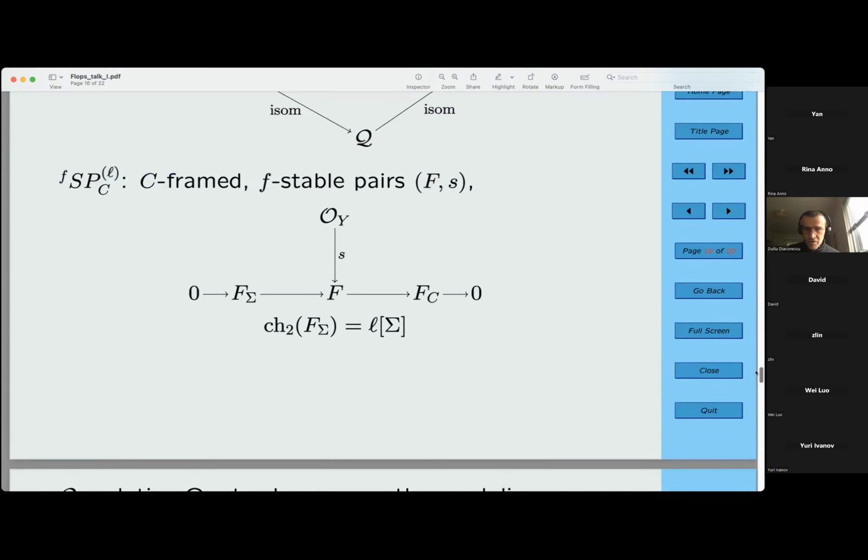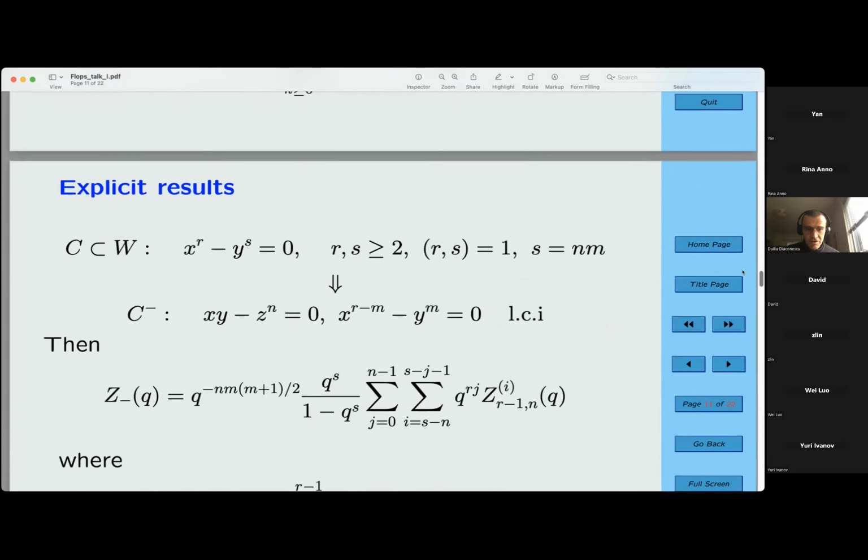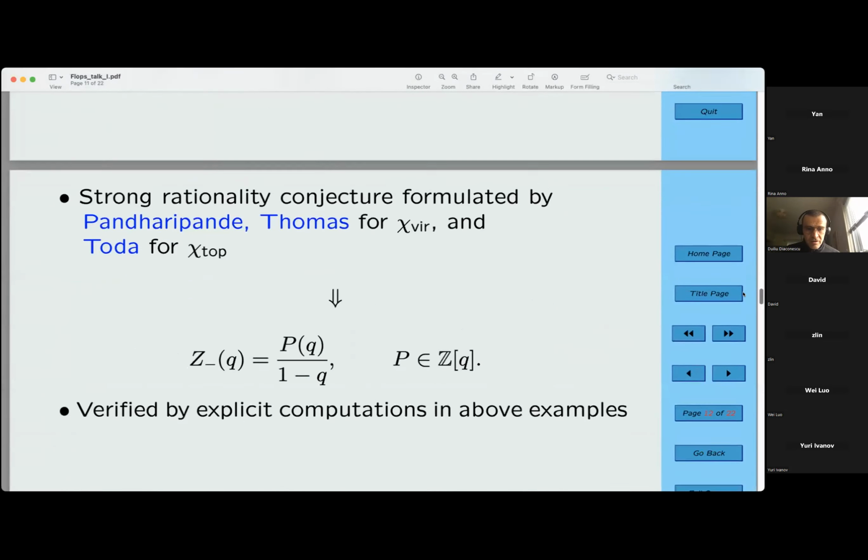Maybe I should say a bit more about this conjecture. This conjecture that is right here, this is this strong rationality conjecture. This P, I mean, if you did this calculation for virtual Euler characteristics, right? This P is expected to be related to some kind of perverse, if you want, E polynomial of the compactified Jacobian of the curve.